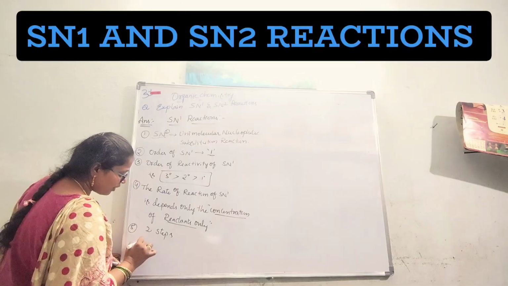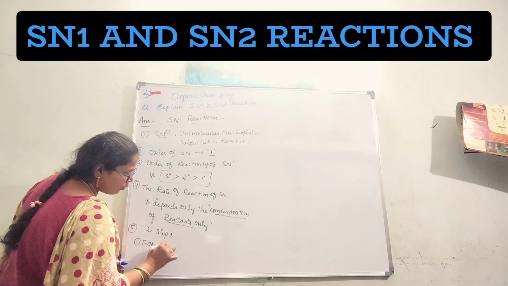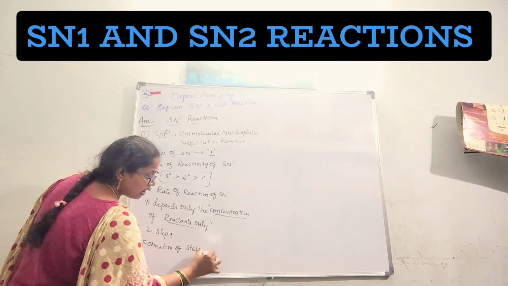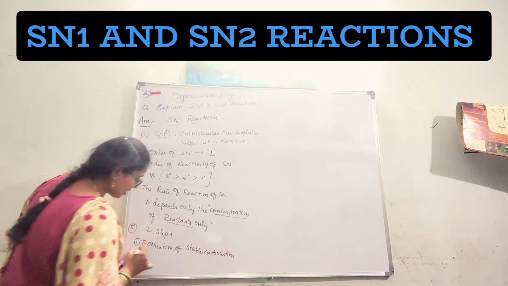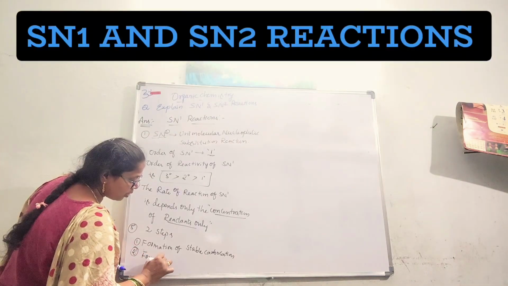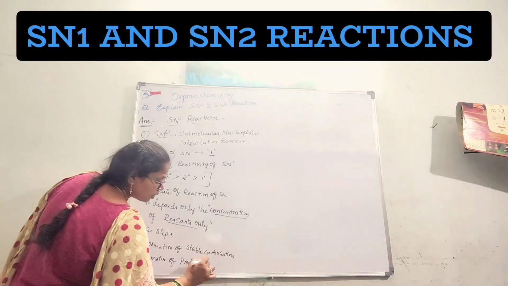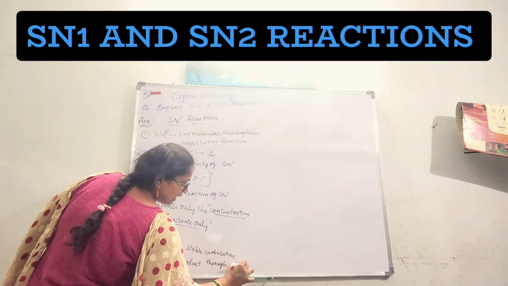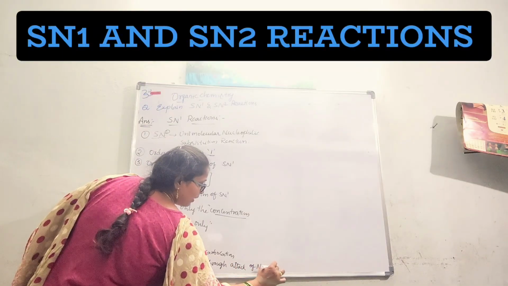First step, formation of stable carbocation. And the second step is formation of product through attack of nucleophile.